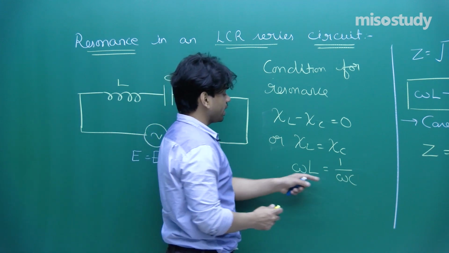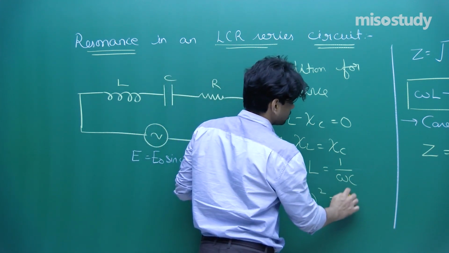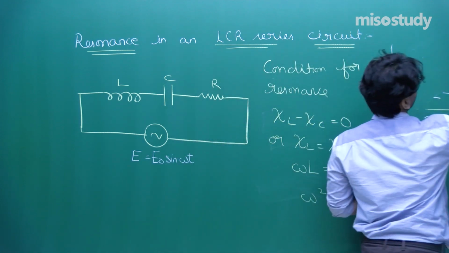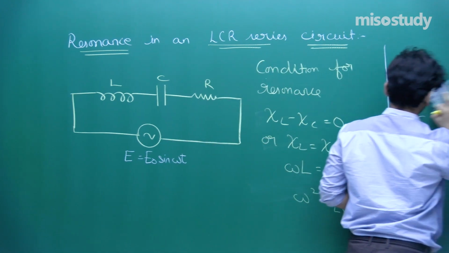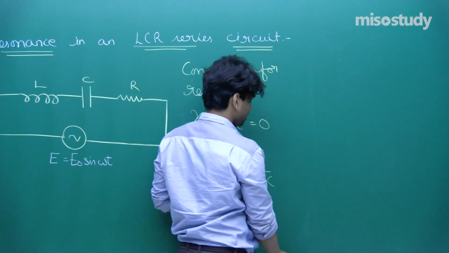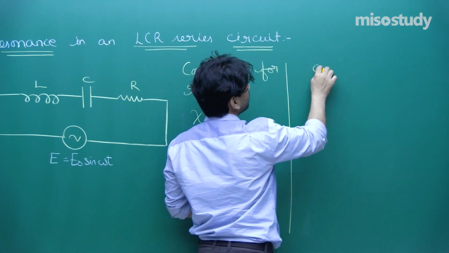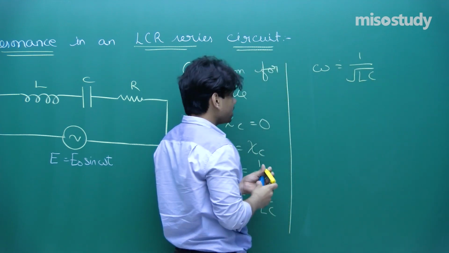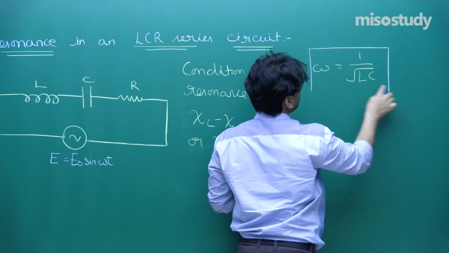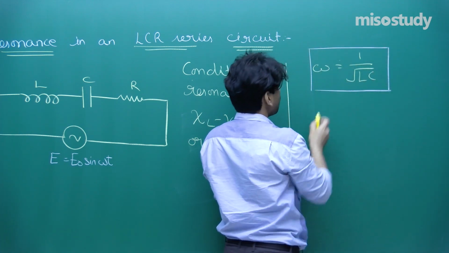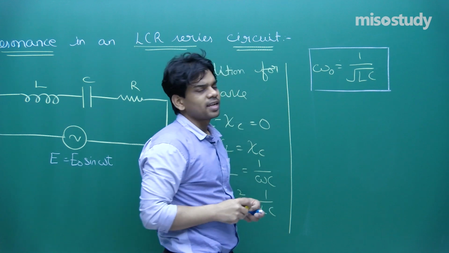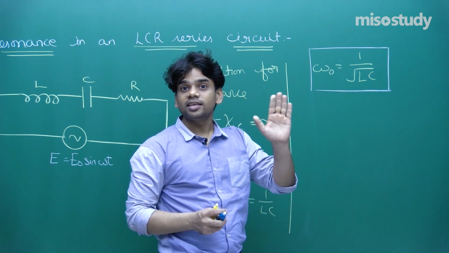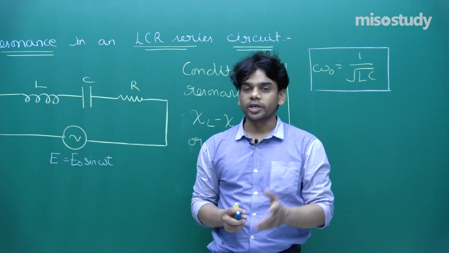Now from here I am going to get omega square is equal to 1 upon LC, or we can write omega equals 1 upon under root LC. We can easily comment on the value of omega, that will turn out to be 1 upon root LC. This is the value of omega for resonance, or we are having omega naught. I am going to depict it as 1 upon root LC. Hope that this frequency is the angular frequency at which the resonance is going to take place.